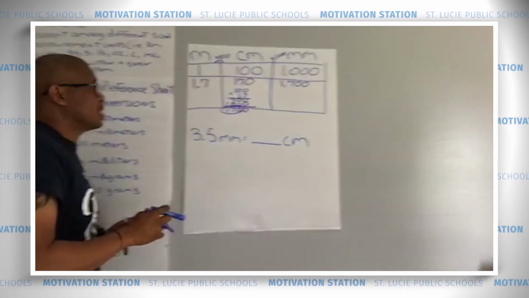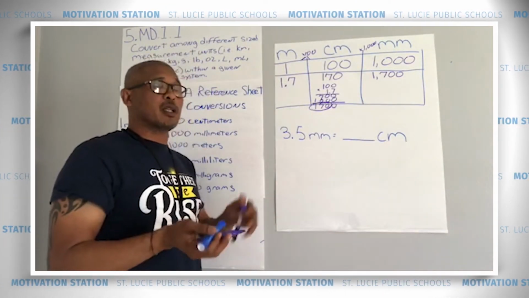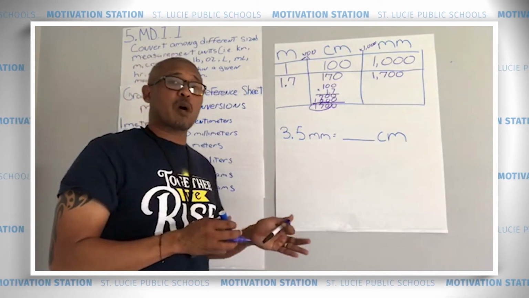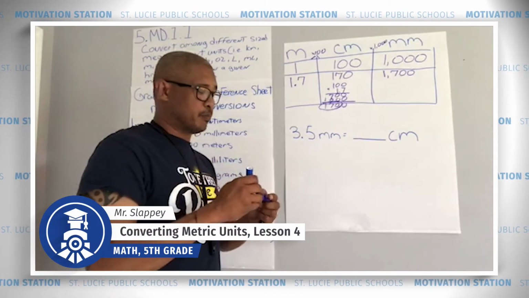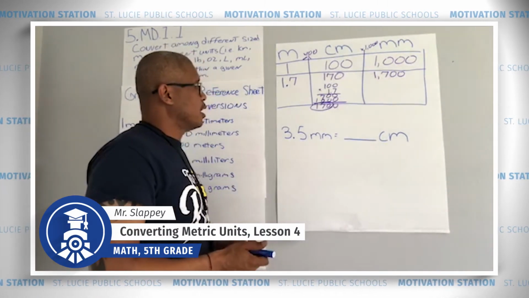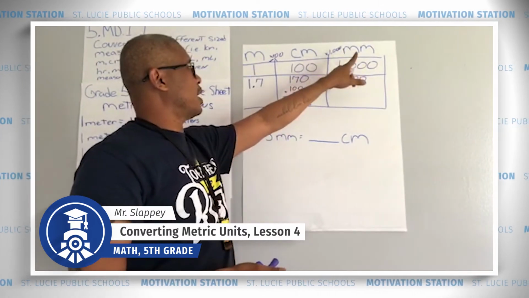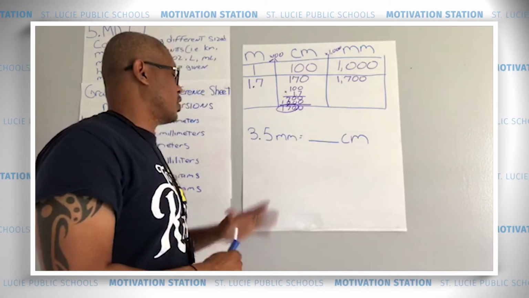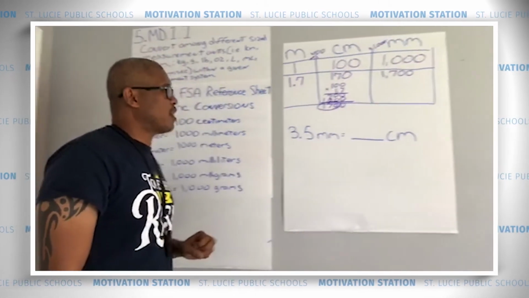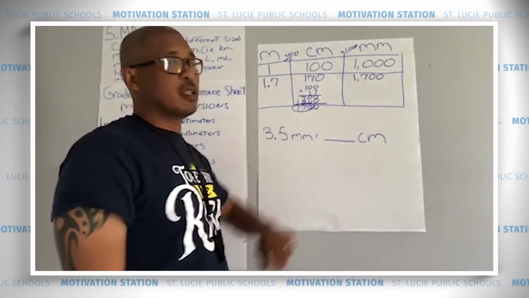So let's do something a little different. So far we talked about going from a larger unit of measurement to a smaller unit of measurement, so you know that we multiply. But what if we're going from a smaller unit of measurement to a larger unit of measurement? So here's my question. 3 5/10 millimeters equals how many centimeters?